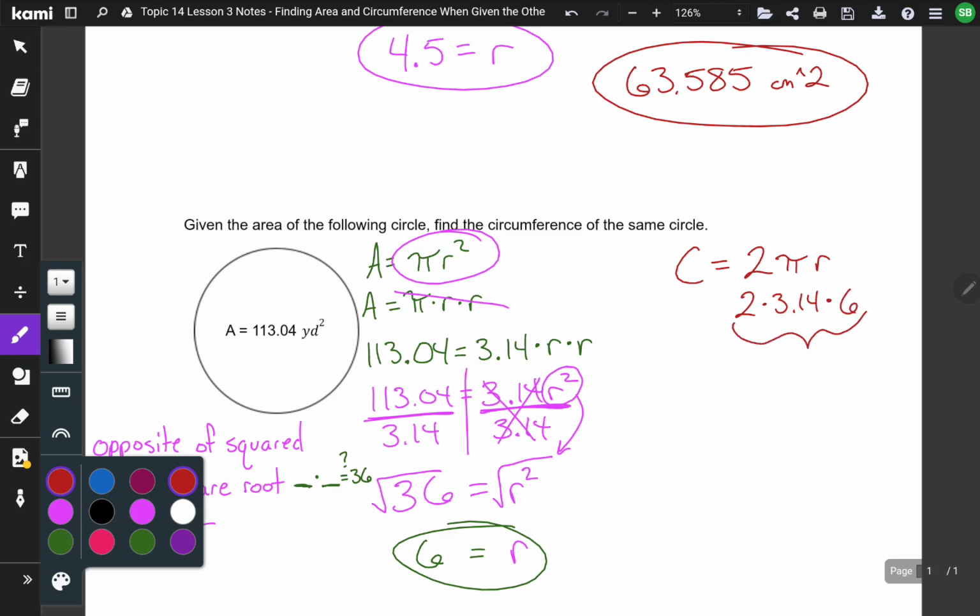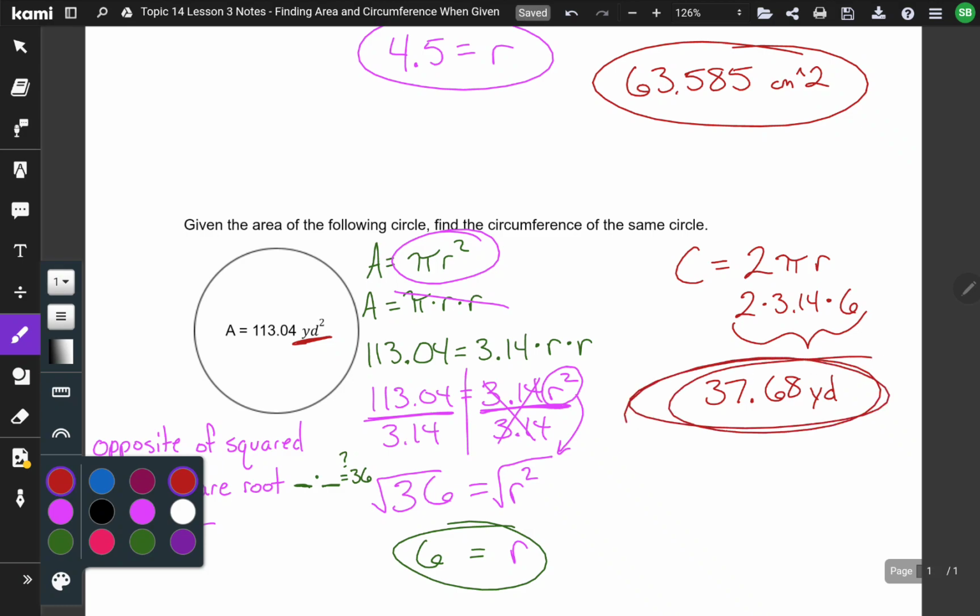And then I go and I type that into the calculator. 2 times 3.14 times 6 gives me 37.68. We've got to make sure we label it correctly here. I see yards squared for the area. Remember, circumference is just a distance. It's how far is it. So it is just going to be yards. And that would be our final answer.